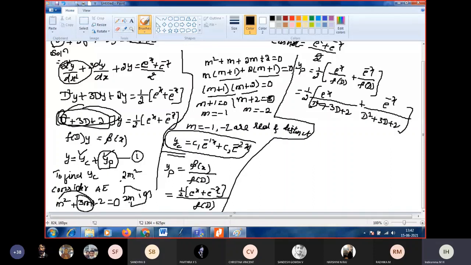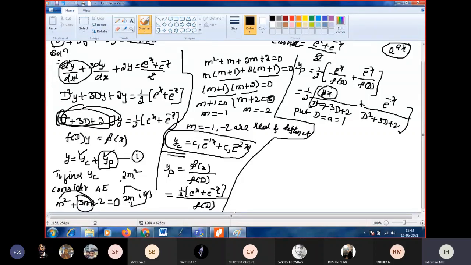The numerator is of the same form, e power ax. If the numerator is e power ax form, what is a? a is 1. In place of a we have 1, so it is a type 1 problem. If the numerator is of the form e power ax, the procedure is we have to put d equal to a. Here a is 1. Put d equal to 1.